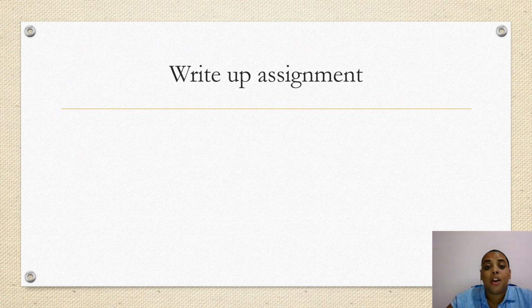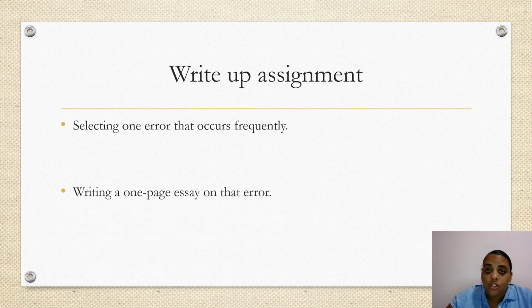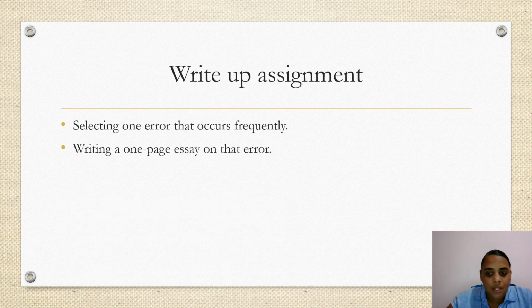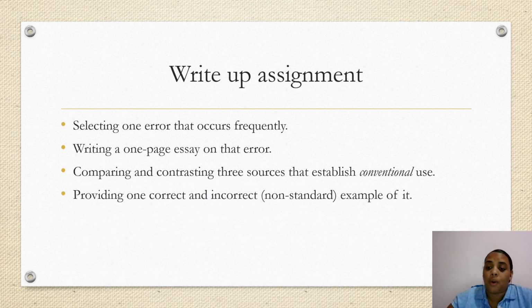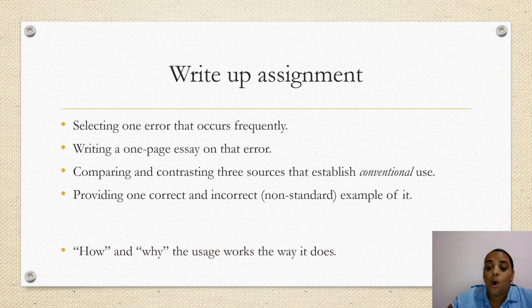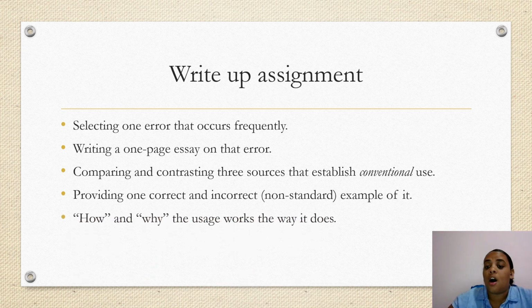How do we use meta writing in the classroom? So we established that meta writing is writing about writing, but we don't want the students to write about just anything. We want to identify a specific error that occurs frequently in the student writing. Once we select that error, the student will proceed to write a one-page essay on the error. This essay is called the write-up assignment.